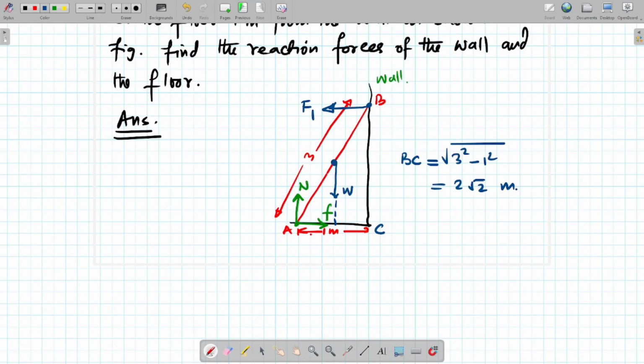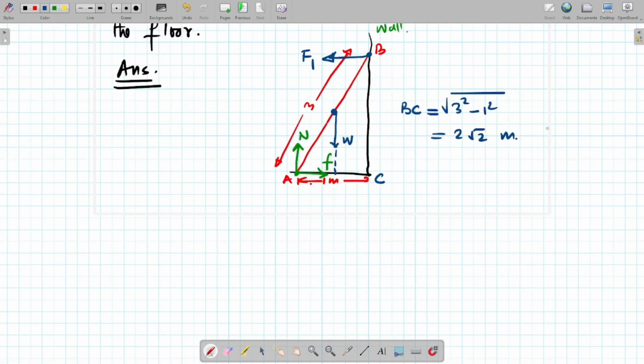Now let us understand what are the various forces that are acting. Let us analyze all vertical and horizontal forces. So long as it is in equilibrium, the vertical forces should be equal. So what are the vertical forces here? One is N and the other one is W. It should be like this. N should be W.